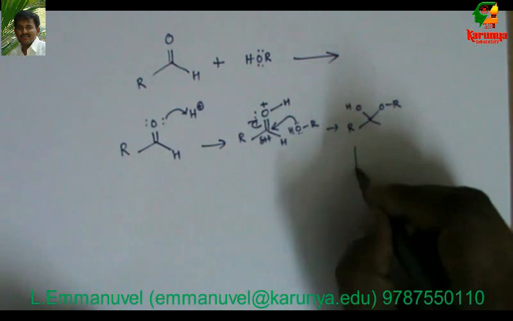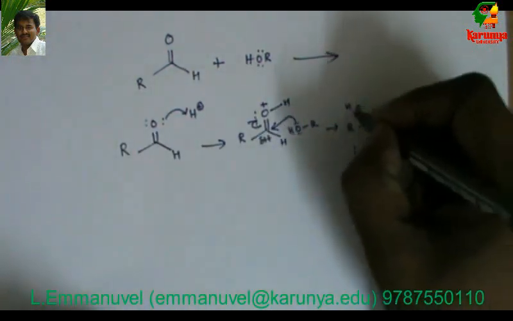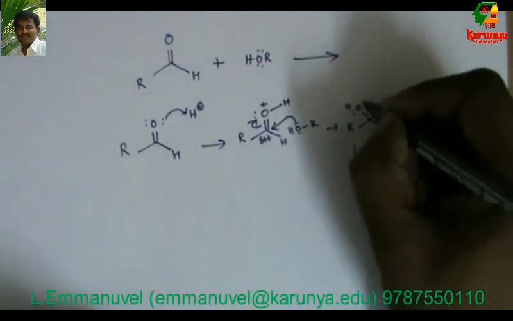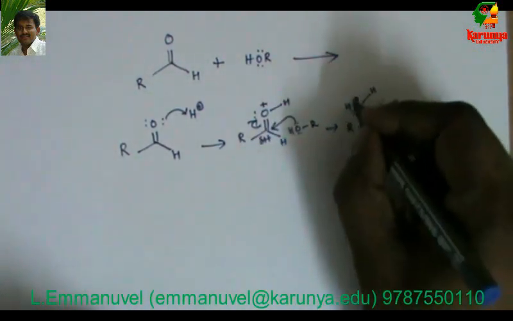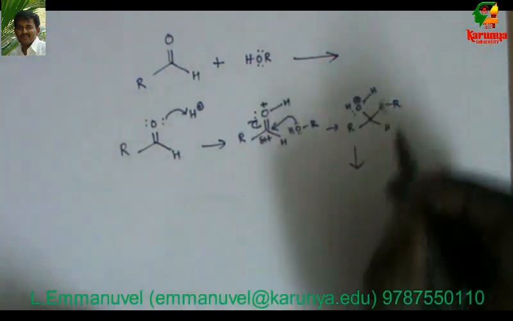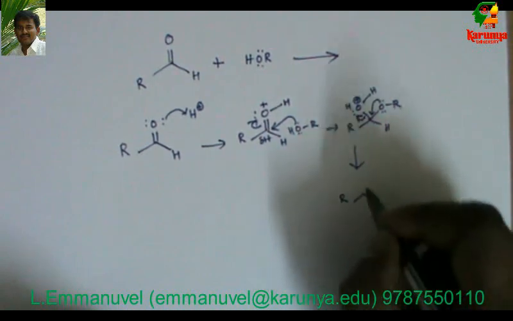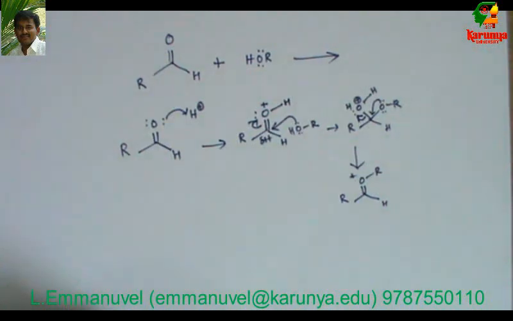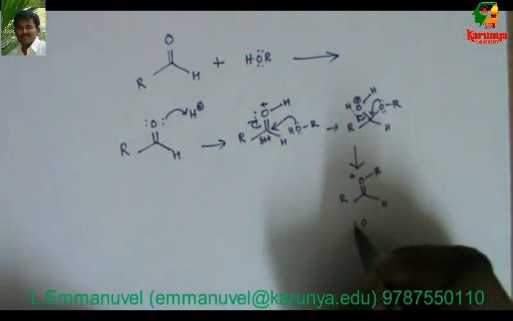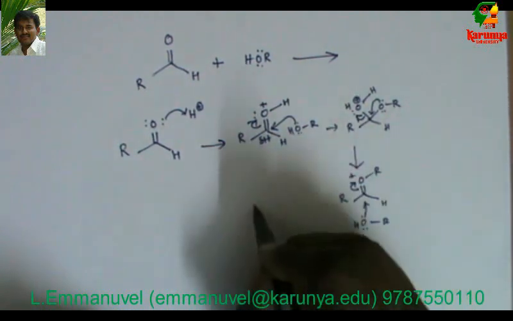But the reaction won't stop here. Since the reaction is carried out in H plus, further this lone pair of electrons can add to H plus. So again we get an oxonium ion. Now this lone pair will fall, and what we get is like this. Further, this can be attacked by alcohol.